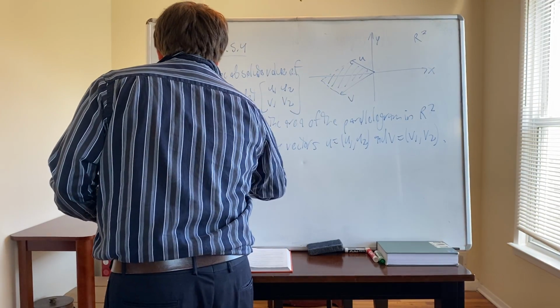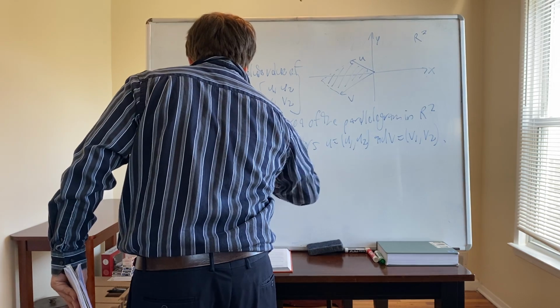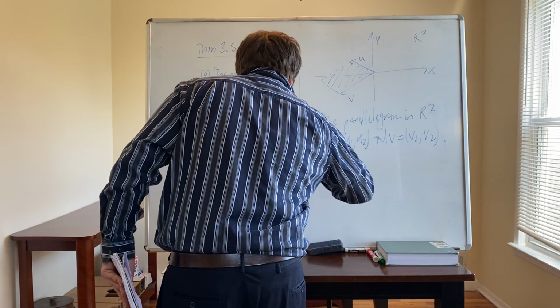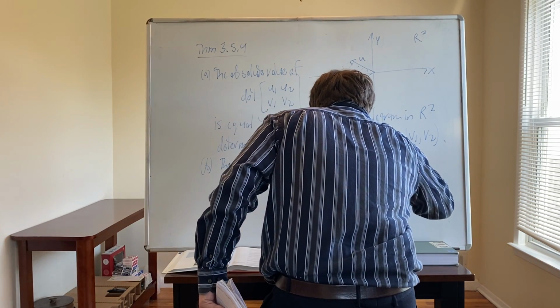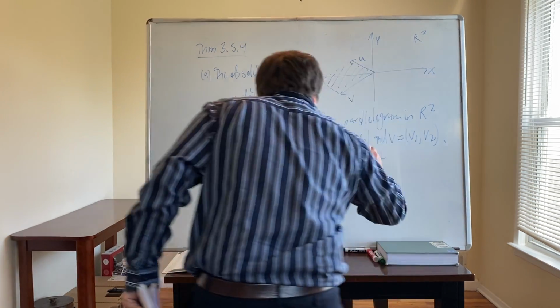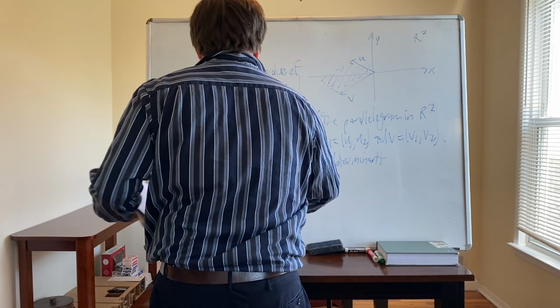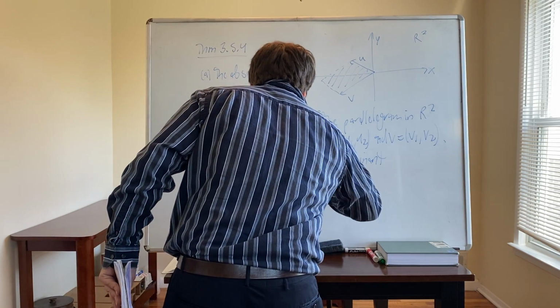Okay, and B, the absolute value of the determinant is the determinant of this vector u1, u2, u3.